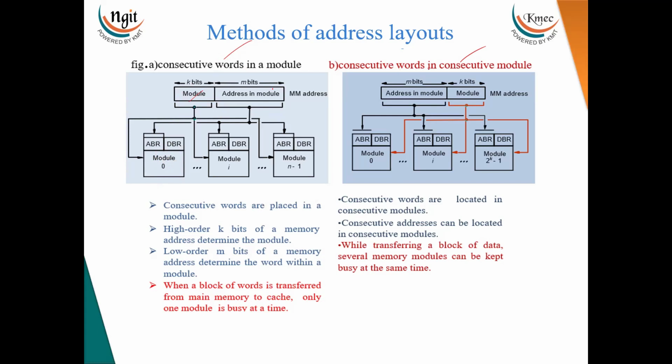Now coming to consecutive words in consecutive modules, the higher order bits are the address bits and the lower order bits select the module. So different modules are selected. While transferring a block of data, several memory modules can be kept busy at the same time. With this, the average rate of data transfer from the main memory to the cache memory will be increased. The memory has no need to wait for the data; one after the other, parallel accessing is taking place, and the data transfer is increased.